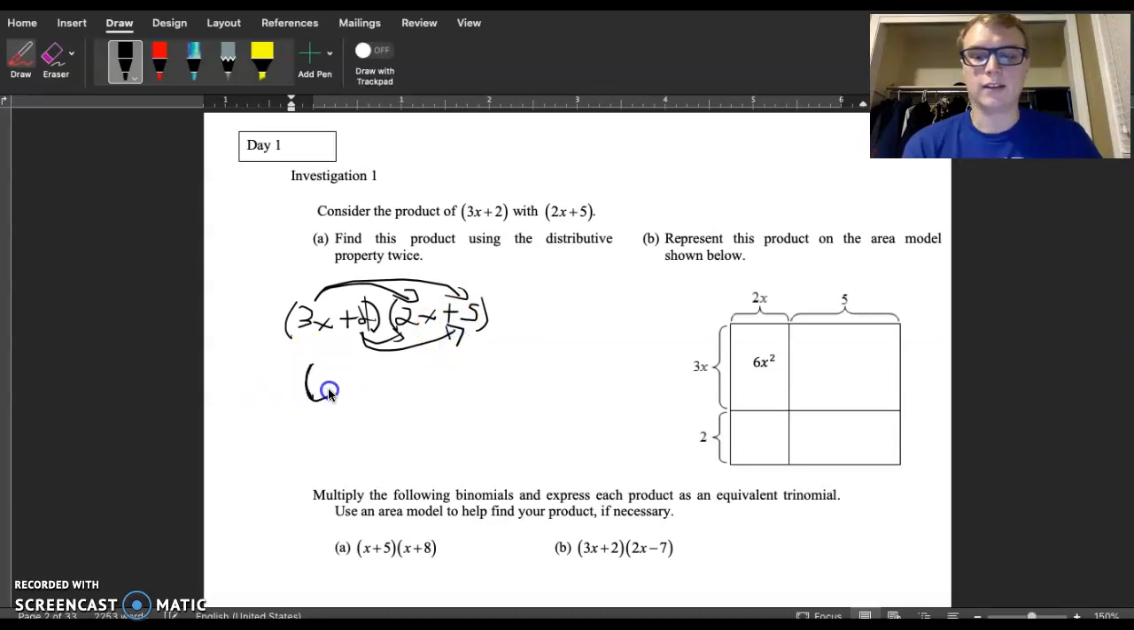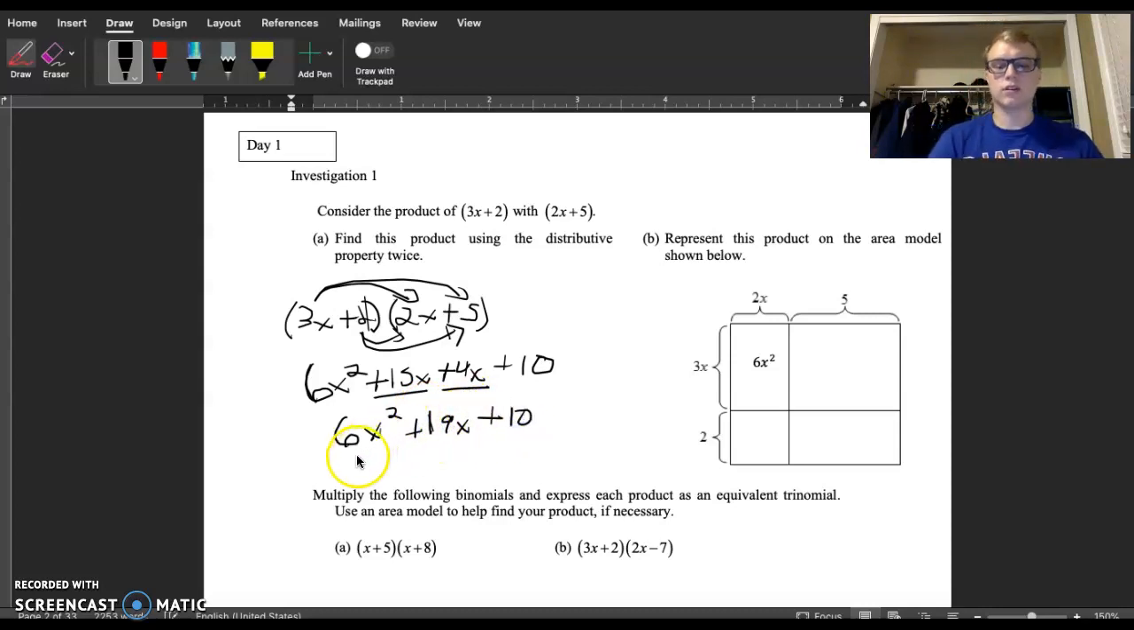So if we start that, then we first get 6x squared plus 15x, and that comes from the 3. And then from the 2, we get 4x plus 10. All right, and then we have these guys here, common factors, so we can combine those, which makes it 6x squared plus 19x, let me fix that, plus 10. So that's our final answer.